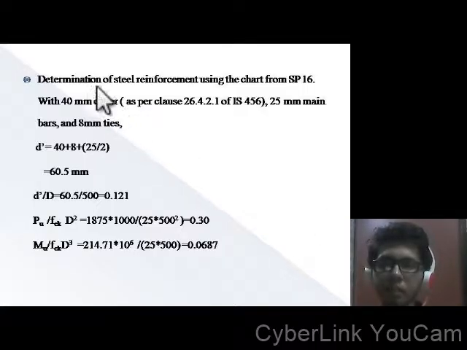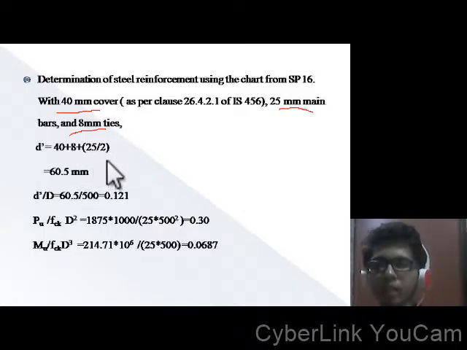Next is the determination of the steel reinforcement, and this is done using SP16. We have taken 40 mm cover, so we will find the d dash value. D dash value is obtained by 40 plus 8 plus 25 by 2. 40 is the cover that is mentioned in the question, then 8 is because we are providing 8 mm ties, and we are using 25 mm longitudinal bars, that is the 25 by 2, and thus we obtain the value 60.5 mm. Then we have to find the d dash by D ratio, which is obtained as 0.121.